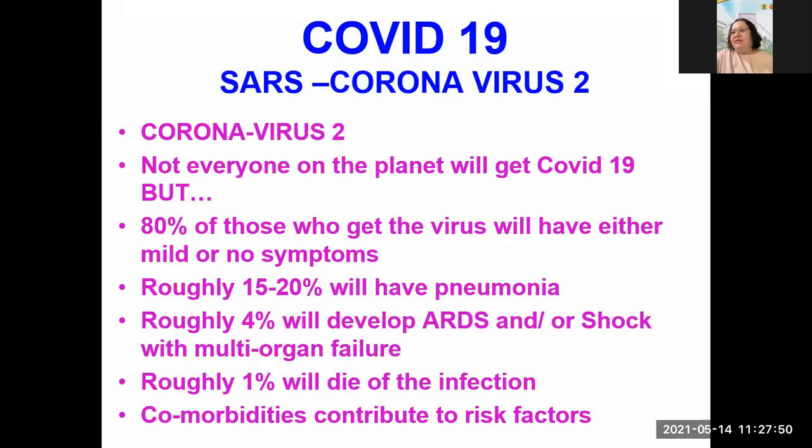So not everyone on the planet will get COVID-19, but 80% of those who will get the virus will have either mild or no symptoms. Roughly 15 to 20% will have pneumonia, although these numbers may change. Okay, these numbers may change. Roughly 4% will develop ARDS or shock with multi-organ failure, and roughly 1% will die of infection. The numbers may change. Why? Because these are numbers based on the original strains of COVID-19.